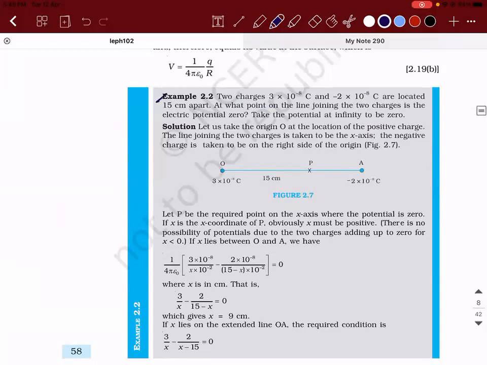So let's try example 2.2. You guys try this. Two charges, 3 into 10 power minus 8 coulomb and minus 2 into 10 power minus 8 coulomb, are located 15 centimeter apart. At what point on the line joining the two charges is the electric potential zero? First solve this. Start solving. They told take the potential at infinity to be zero, but we already know. So the null point.